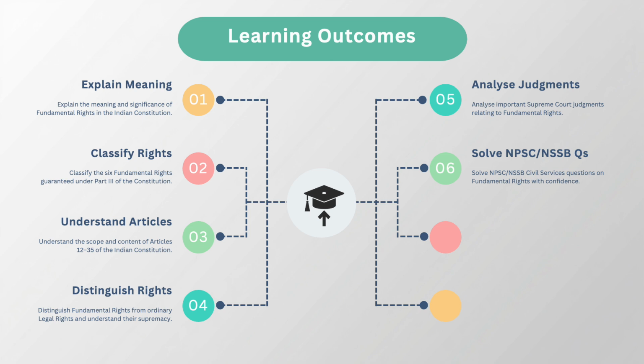You will also be able to classify rights. The classification of rights is given in your notes in the document. Right to equality, right to freedom, right against exploitation, right to freedom of religion, cultural and educational right, and right to constitutional remedies. And you will also understand the entire articles one by one, and you will also be able to distinguish between different types of rights. You will also be able to distinguish fundamental rights from ordinary legal rights, and you will also understand the supremacy of fundamental rights over ordinary legal rights.